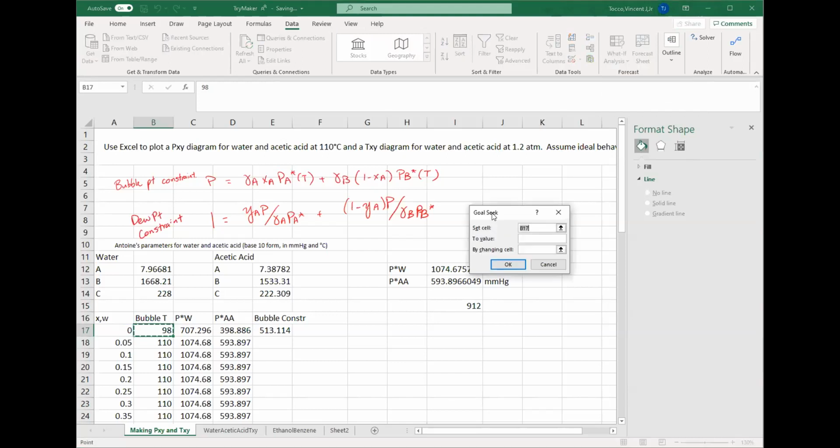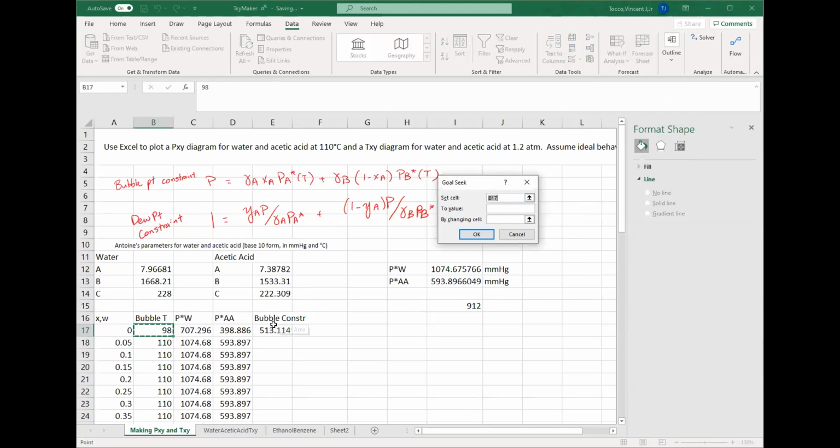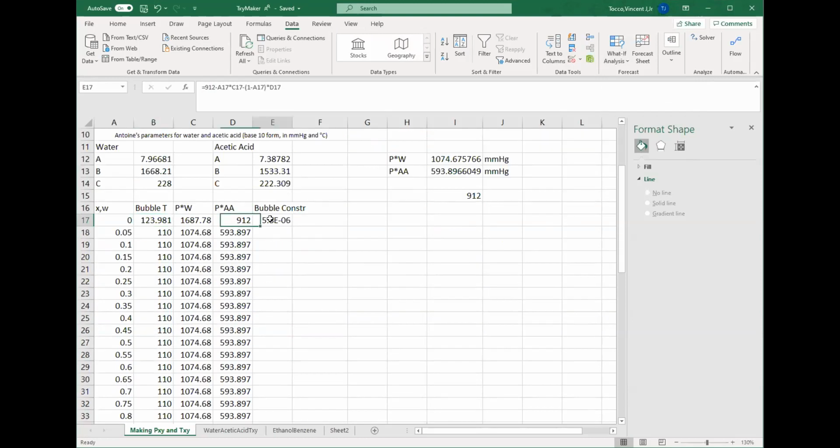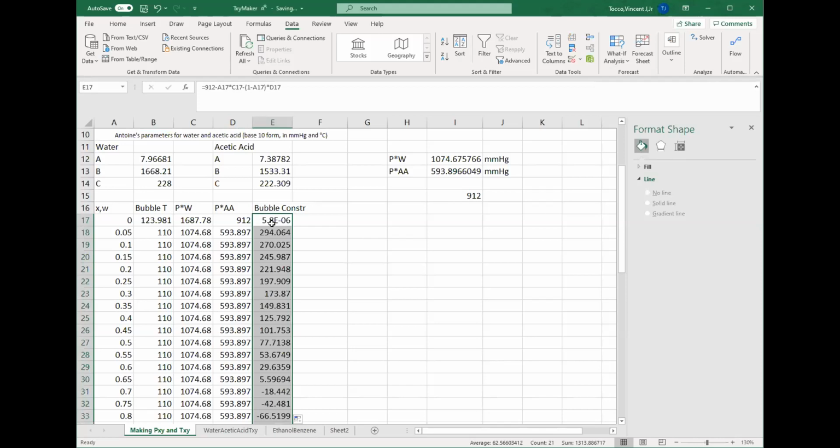And goal seek is a very simple user interface window. It says set cell, and this is the cell that I want to goal seek. I want to set the value of this formula to a value of 0. Remember, I put everything over to the one side. By changing the value of the temperature, if I hit OK, it'll then iterate and solve for my temperature for me. So I was pretty far off with my initial guess. It's 124 degrees C.